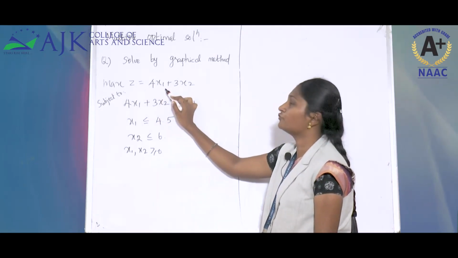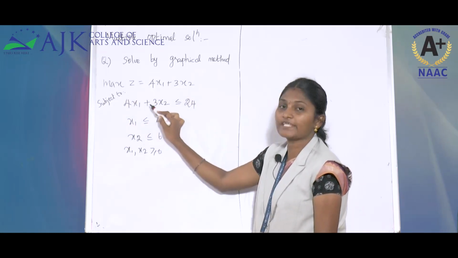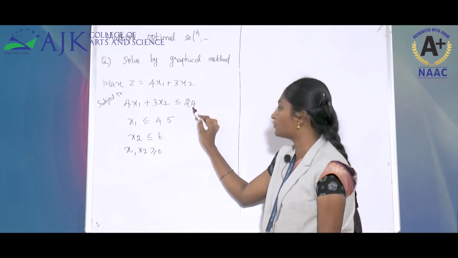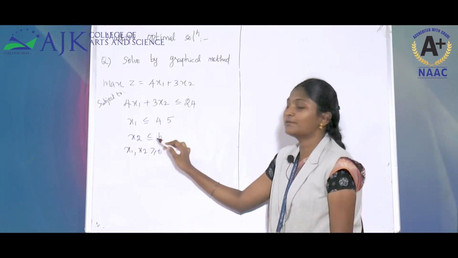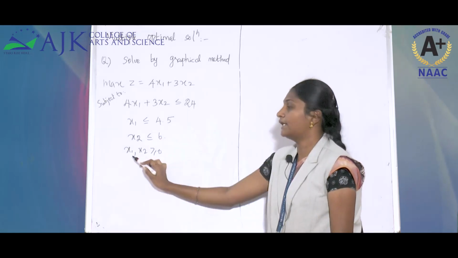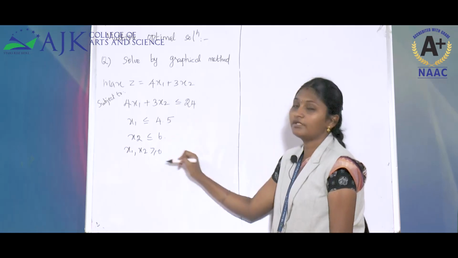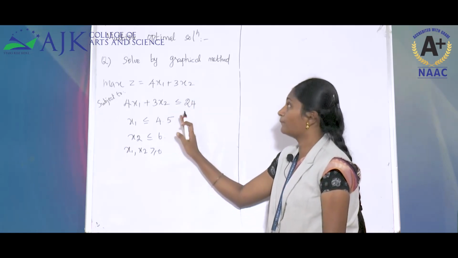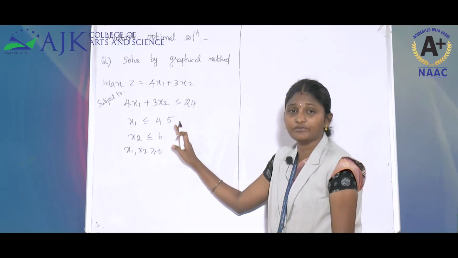Maximize Z equal to 4x1 plus 3x2, subject to the constraints 4x1 plus 3x2 less than or equal to 24, x1 less than or equal to 4.5, x2 less than or equal to 6, and x1, x2 greater than or equal to 0. This is your given LPP. We want to find the solution by using the graphical method.